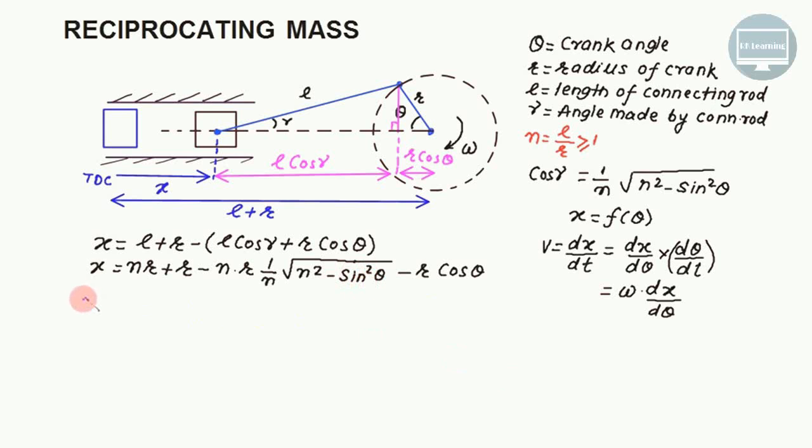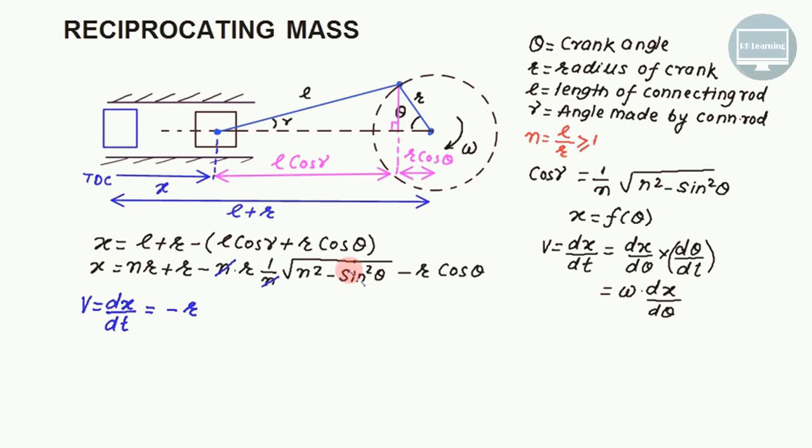First, velocity is dx by dt. That is the derivative you have to obtain with respect to what? Time. With respect to time, neither the crank radius will change, nor the length will change. They are always fixed. So the derivative of the first term is 0, and this n cancels out. We are left with minus r.